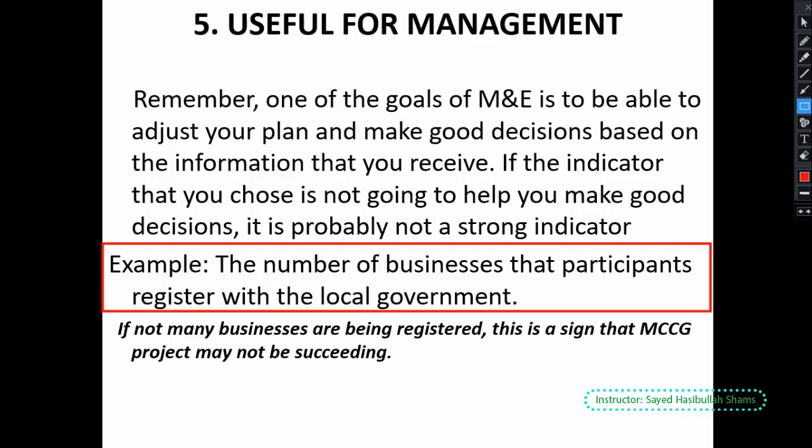For example, the number of businesses in the project, that is in the business sector. So we had, for example, 1000 businesses in different categories, and now that we start and run this project, we have 5000 businesses running in this country, for example. So management can take decisions, and that is useful for management.